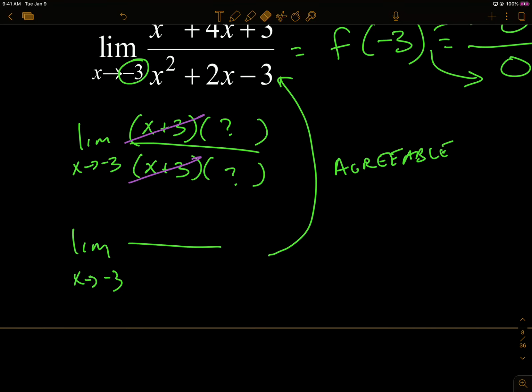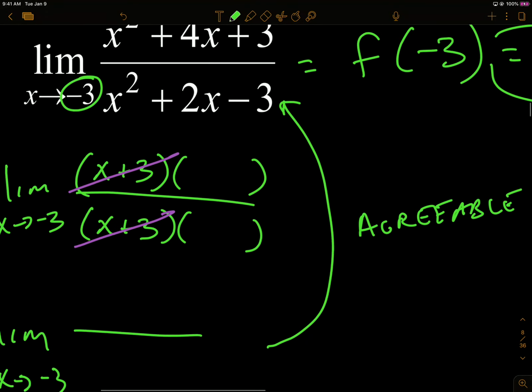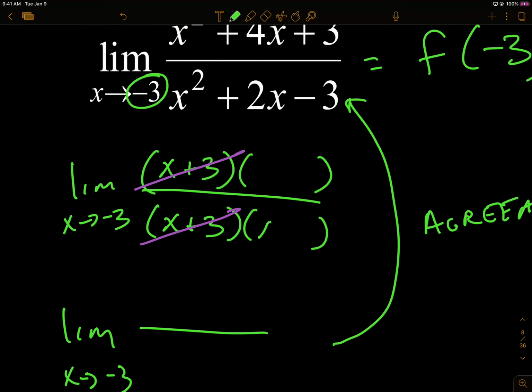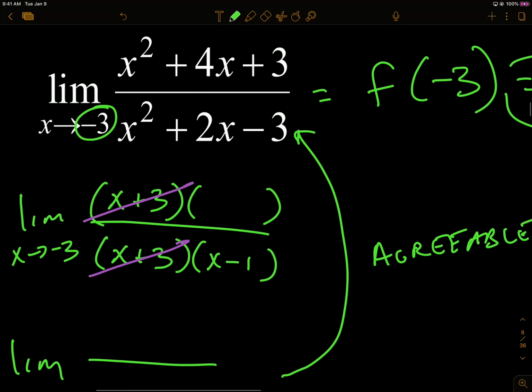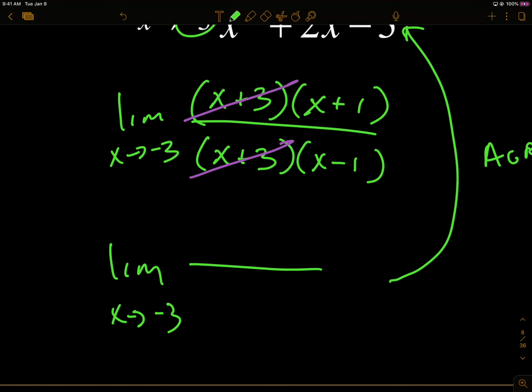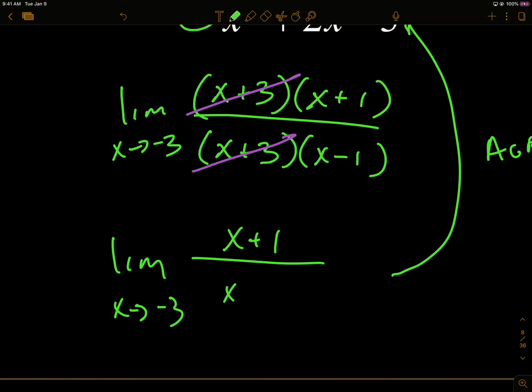So how do we find those things? Well, we just go ahead and factor. So I was just cheating a little bit and showing you how you can kind of get a head start on the factoring based on your results up here. So if this is x plus 3, then this has to be x minus 1, right? And then on the top, if that were x plus 3, then that would have to be x plus 1. So after I reduce and I make my new agreeable function, I get this.